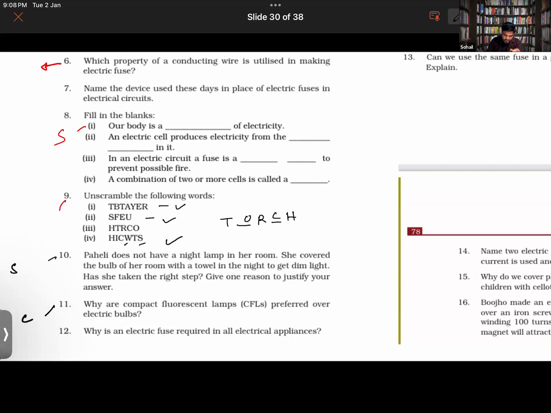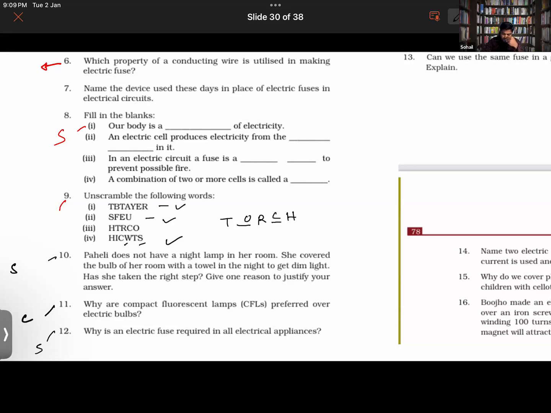Now Sundus, you look at question number 12. Chakrika, done. It's a simple question. Question number 11: why are compact fluorescent lamps, CFLs, preferred over electric bulbs? CFLs are preferred over electric bulbs because they save energy, sir. Exactly. They consume very less energy, and they produce the same amount of light. They use less electricity. In fact, they produce more amount of light, right?